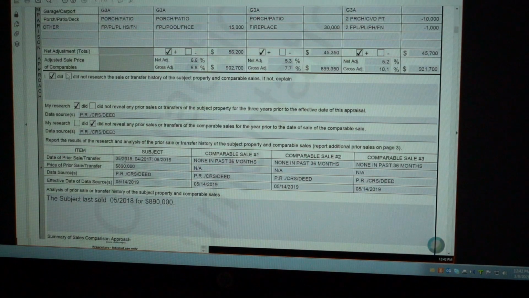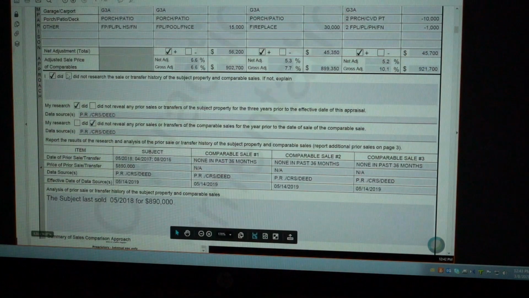For our subject property, it was transferred on 5/18, 4/17, and 8/16. They just give me the prior one, so I need a condition for the other two. What did the property sell for in 17 and 16? You're only giving me the prior one. What about the other two? What did it sell for before that? So that is a condition we need to do. Make a note. We need to put that as a condition.